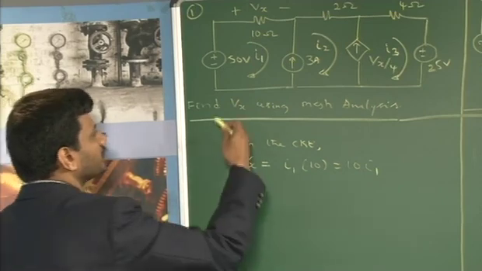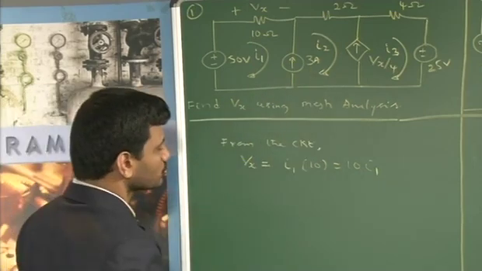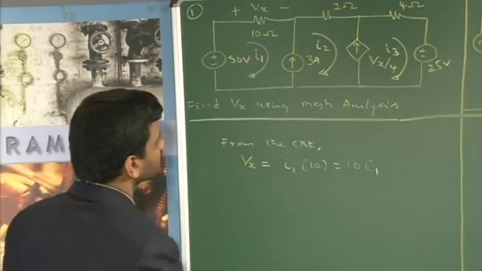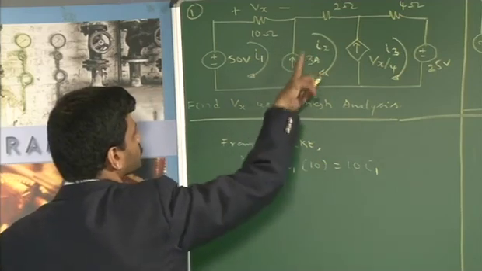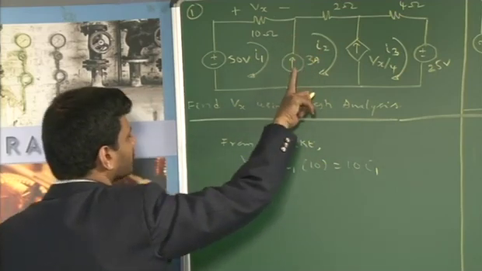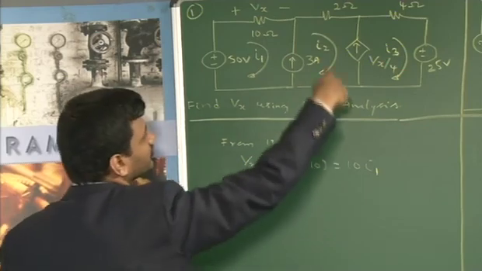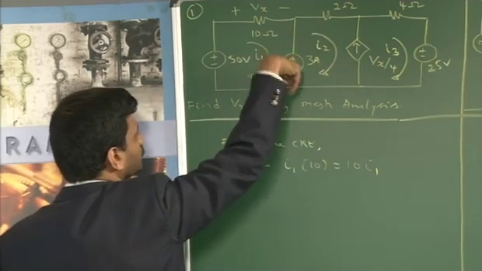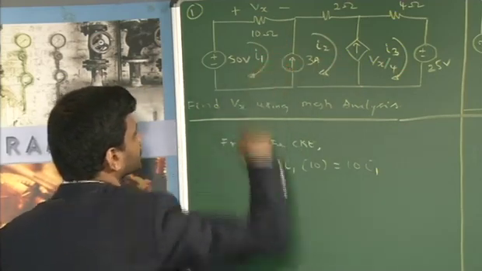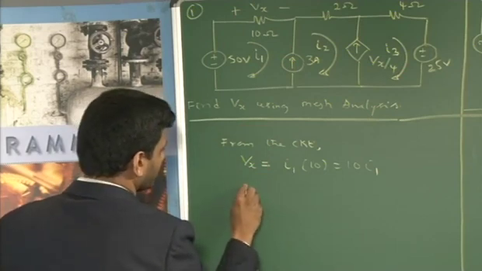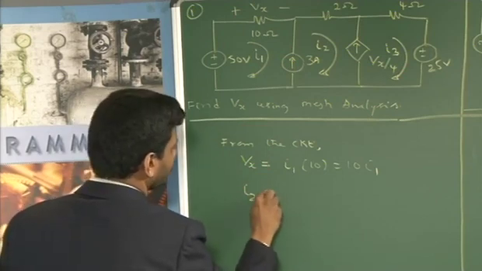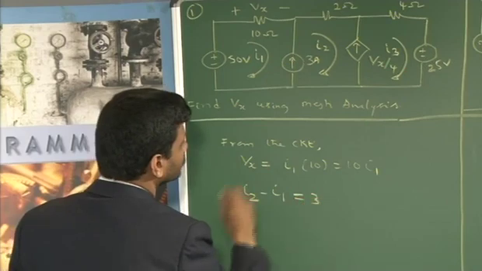Now, as already told, we are observing two current sources. So, we write the constraint equation. This is the current source value, 3 amperes. It is also the effective current which flows in this branch. So, I2 is in alignment with that, I1 is in opposite direction to that. So, we can say I2 minus I1 is equal to 3.